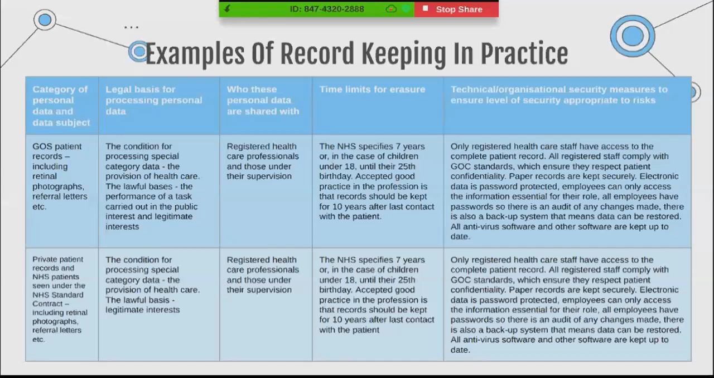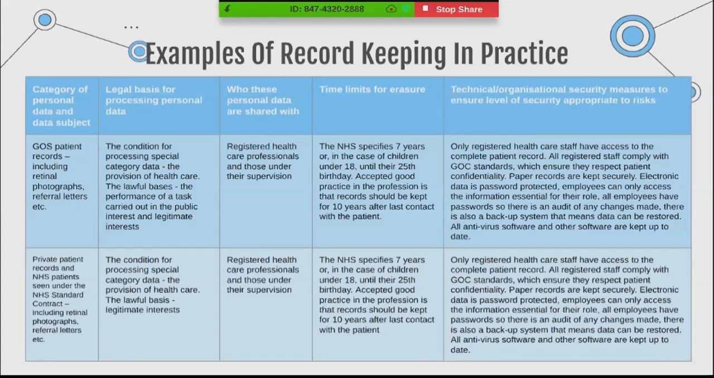So let's have a look at some examples of record keeping in practice. So we have a category of personal data and the data subject. We have a legal basis for processing personal data. We have who this personal data is shared with, the time limits for erasure, and any technical or organizational security measures which are required to ensure a level of security appropriate to the risks. So we have GOS patient records, and we also have private patient records. And this includes retinal photography, referral letters, all that kind of stuff. So anything that forms part of that patient record would fall under this category.